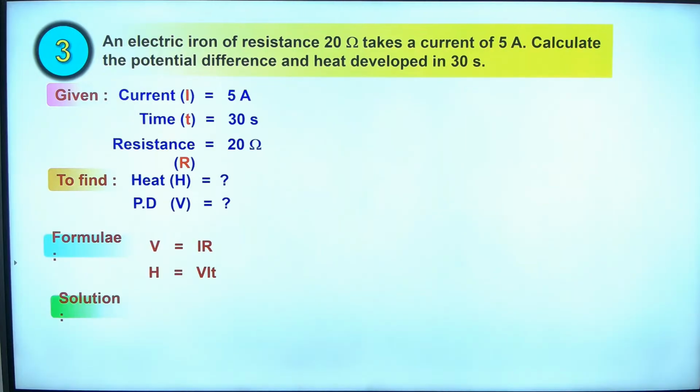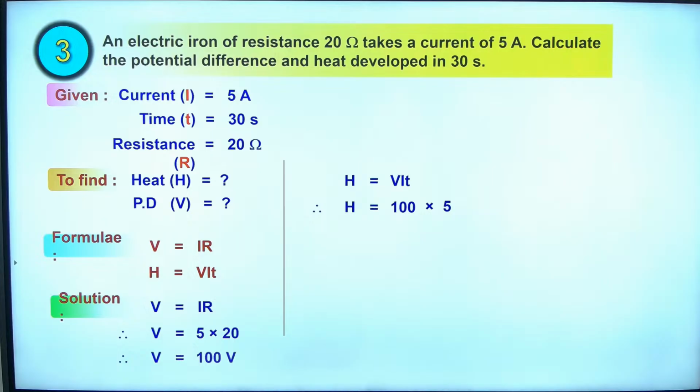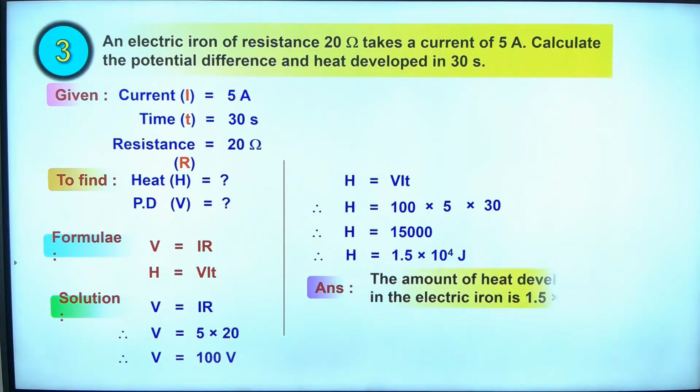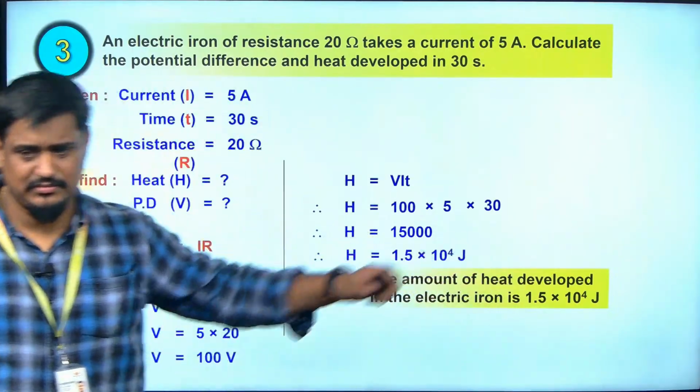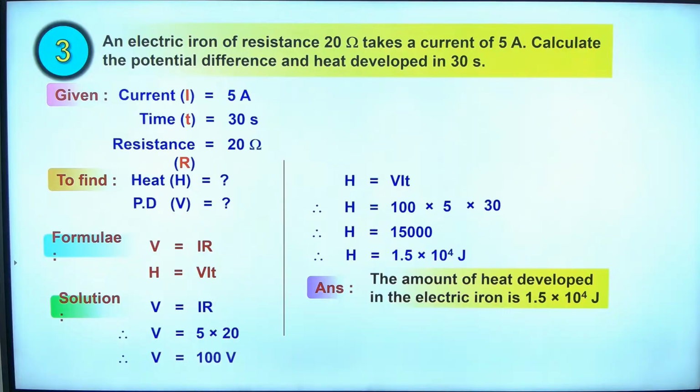If you are good in that, you can easily solve. And the answer is 100 volt. For H, it will become equal to 15,000 joules. This is in significant figures. That is the correct way of representing the answer. Yeah, scientific. Shall I proceed further?